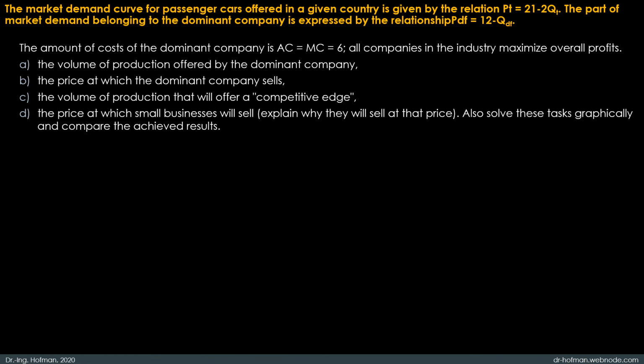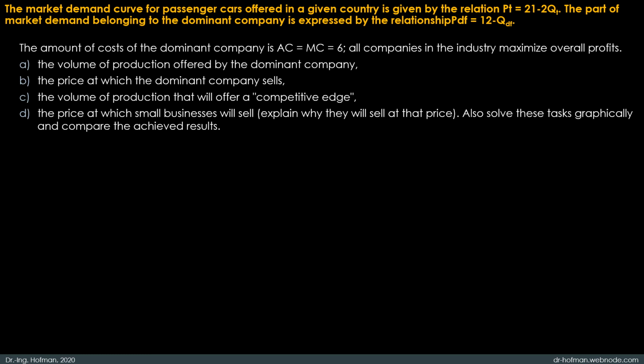The market demand curve for passenger cars offered in a given country is given by the relation PT is 21 minus 2QT. The part of market demand belonging to the dominant company is expressed by the relationship PDF is 12 minus QDF. The costs of the dominant company are average cost equals marginal cost equals 6, and all companies in the industry maximize overall profits.